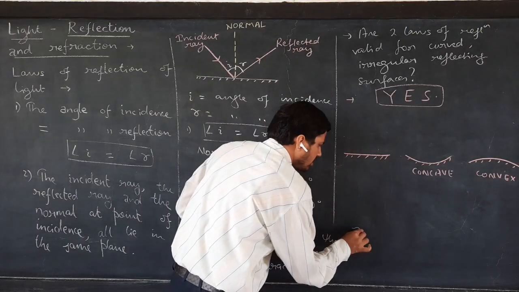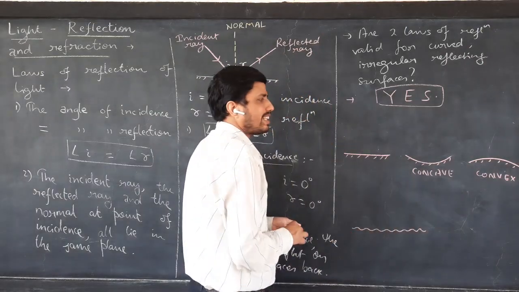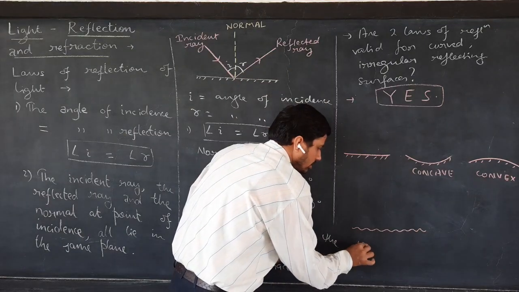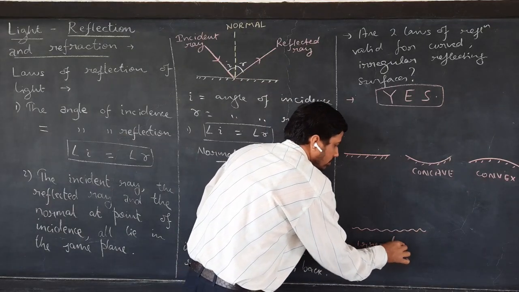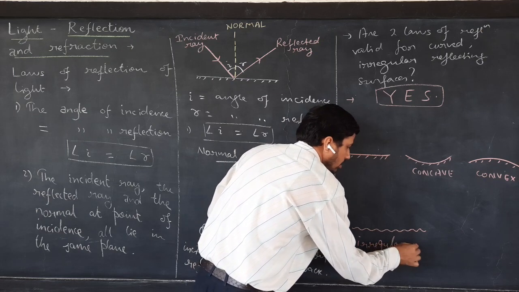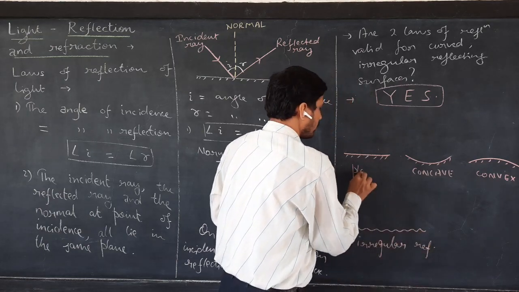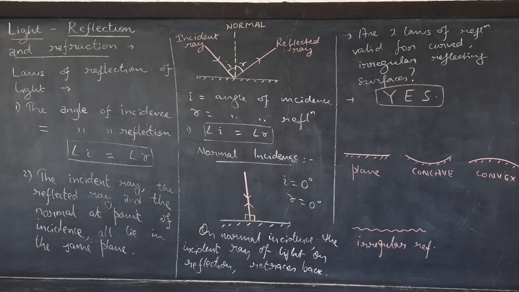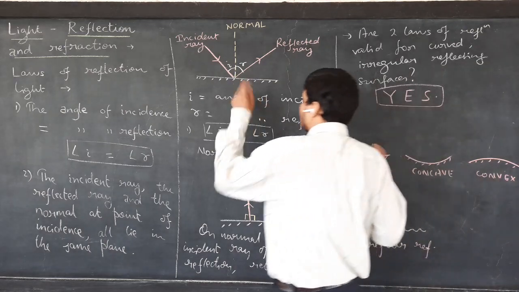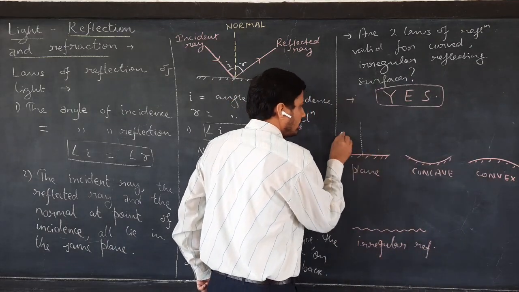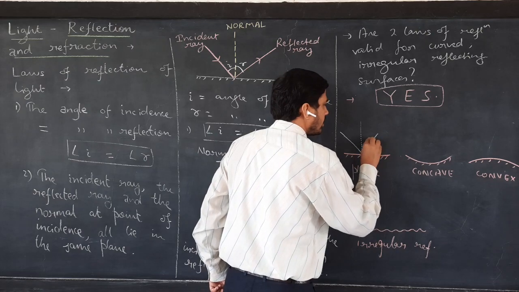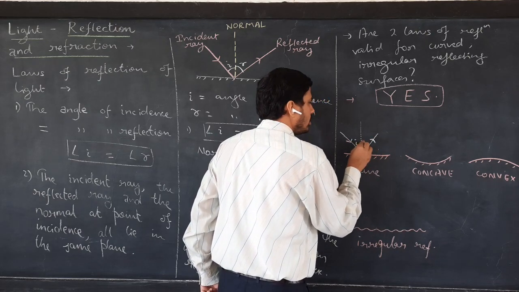And we can have some irregular reflecting surface, or a reflector. This is a plane reflecting surface. Now in these four cases, I wish to communicate strongly that in all these cases, the laws of reflection hold true. This case we have already seen. See, this is the normal, this is the incident ray, this is the reflected ray. The angle of incidence and angle of reflection are equal.